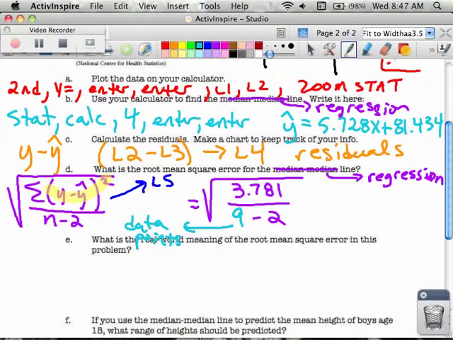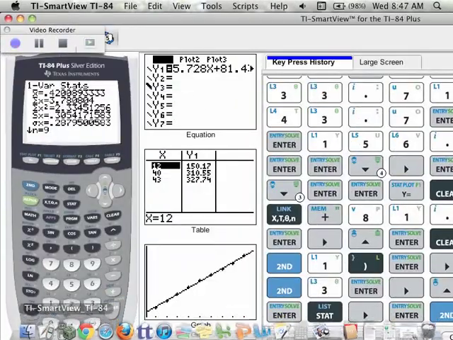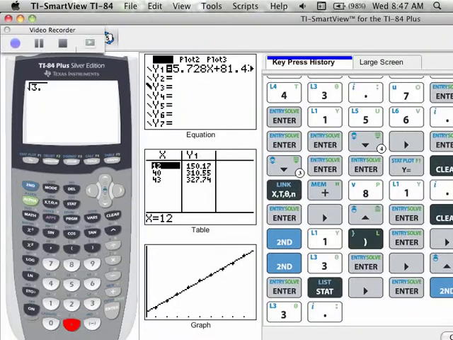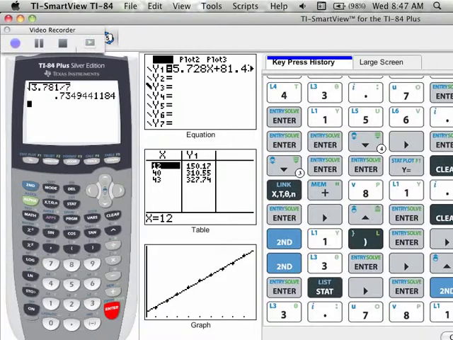And in my calculator, instead of going 9 minus 2 on the bottom of the square root, what I'm going to do is go to my calculator, hit clear, and take the square root of 3.781 divided by 7 and hit enter, because 9 minus 2 is 7. And this number, this 0.735 roughly, is called the root mean squared error. This means on average how far am I off?